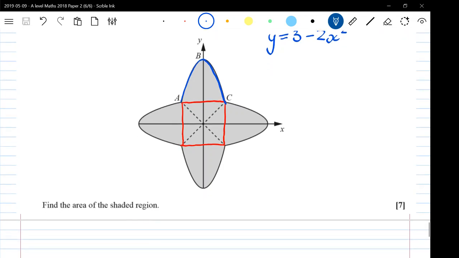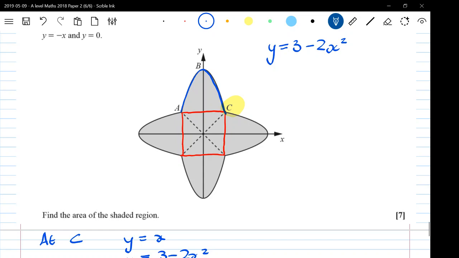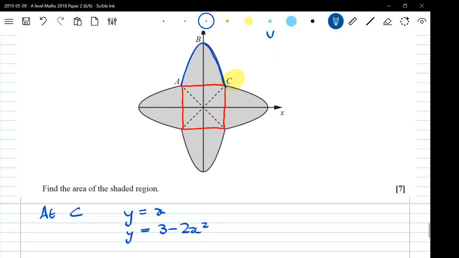So the point C on there, that's quite a crucial point to think about. The point C is the point of intersection of y equals x and y equals 3 minus 2x squared. That's what the point C is, and I want to find what that point is. So I'm going to do 3 minus 2x squared equals x, which gives me 0 is 2x squared plus x minus 3.